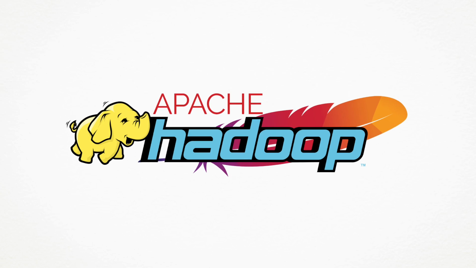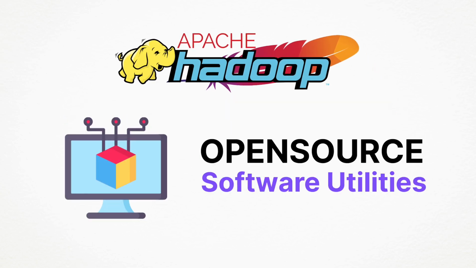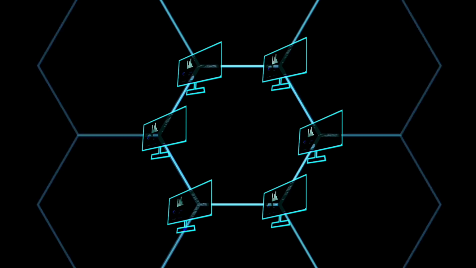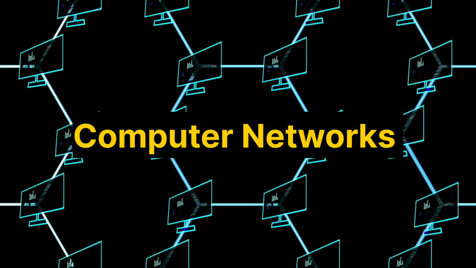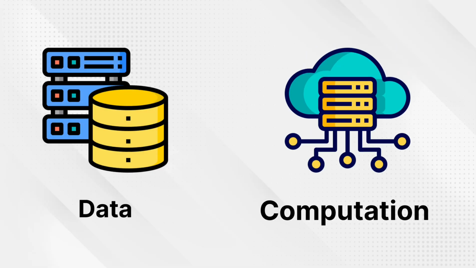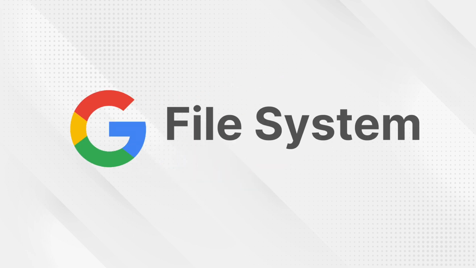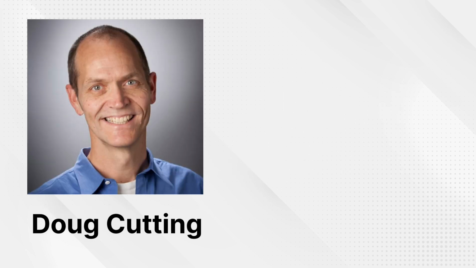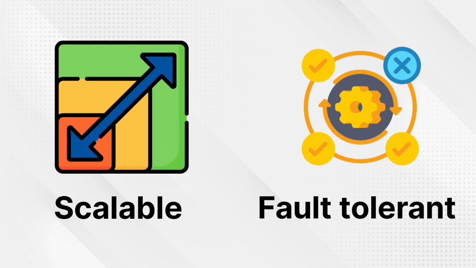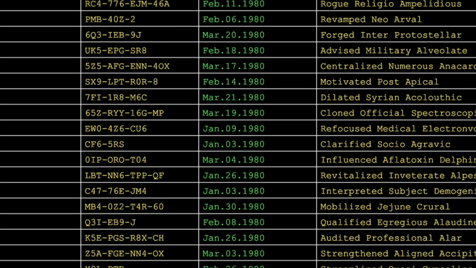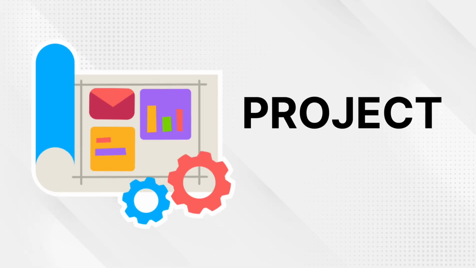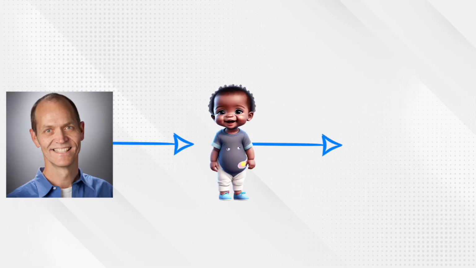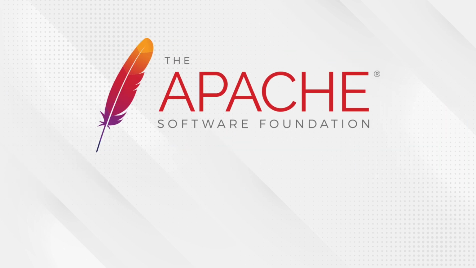Apache Hadoop is a collection of open-source software utilities that facilitates using a network of many computers to solve problems involving massive amounts of data and computation. Inspired by Google's MapReduce and Google File System (GFS), two intelligent gentlemen named Doug Cutting and Mike Cafarella aimed to create a scalable and fault-tolerant platform for handling massive amounts of data.